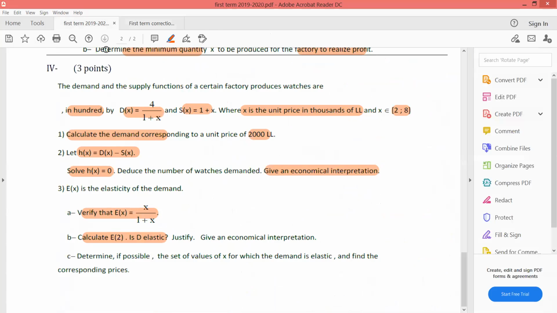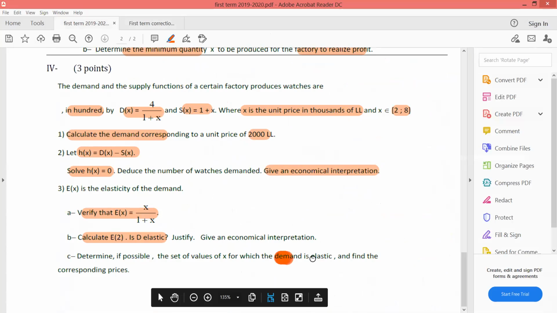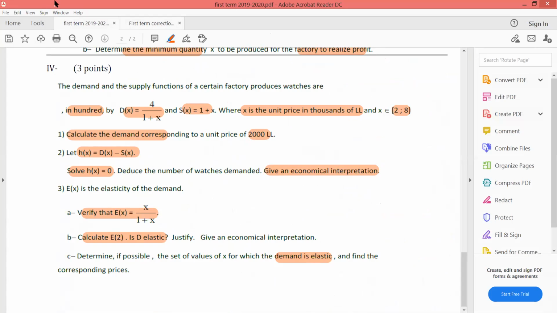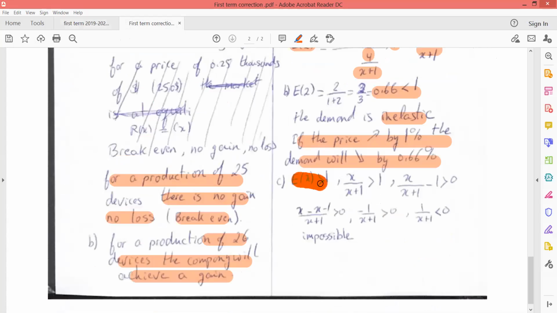The last part. Determine, if possible, the set of values of x for which the demand is elastic. In which case is the demand elastic? Greater than 1. Ex greater than 1. So x over x plus 1 is greater than 1. We bring the 1 to this side: x over x plus 1 minus 1 greater than 0. We take the LCM: x minus 1 over x plus 1 greater than 0, which is minus 1 over x plus 1 greater than 0. I multiply by minus 1: 1 over x plus 1 less than 0, which is impossible.